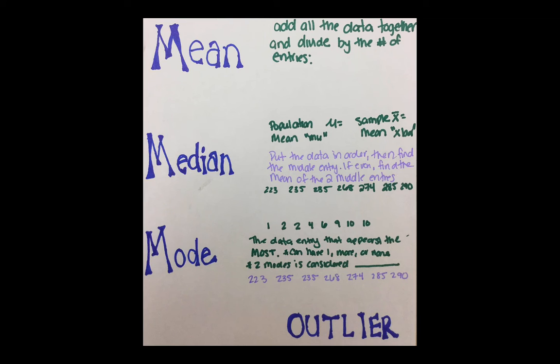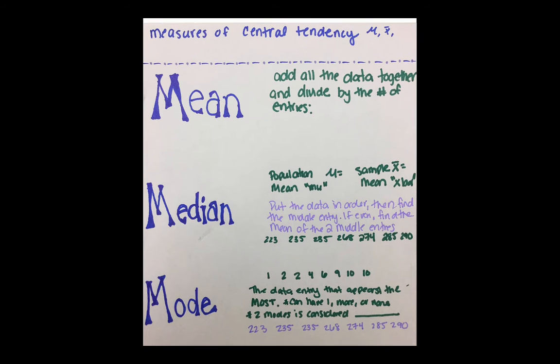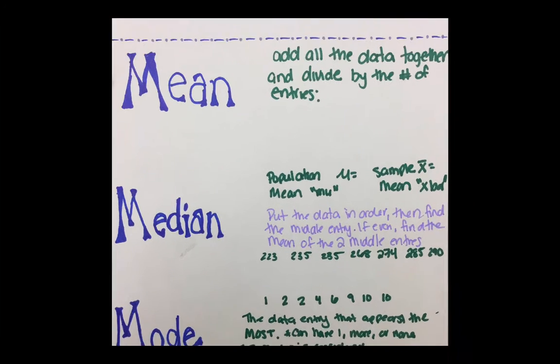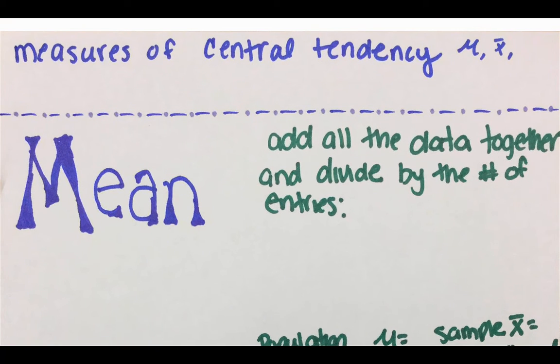All right, today we are dealing with three words that you should be pretty familiar with called mean, median, and mode. And something you may not know is that those are called measures of central tendency. So measures of central tendency, I'm going to define for you here as values that represent a typical or central entry of the data. And then I gave you some examples such as mu and x bar.